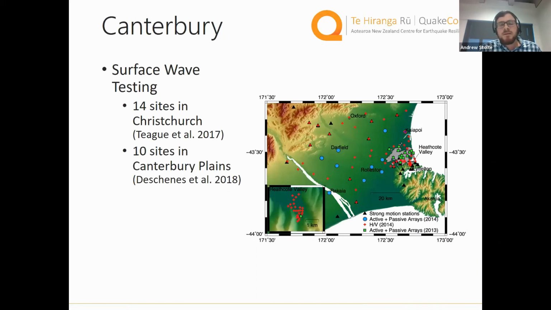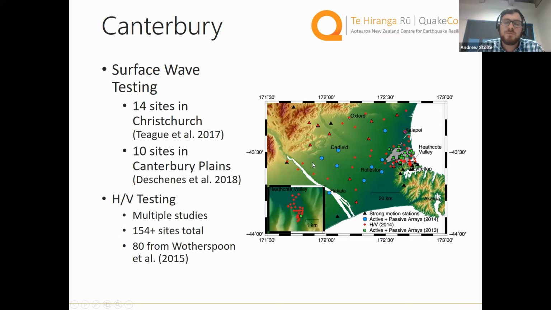Following the earthquakes, a total of 24 deep shear wave velocity profiles were developed from surface wave testing in the basin. 14 initially in Christchurch, and then 10 at strong motion stations out in the Canterbury Plains. And these are shown by the green squares in Christchurch and the blue circles in the Canterbury Plains. During the same time, we've had HRV testing, multiple studies that were combined with the surface wave studies and then things subsequent since. I'm going to talk about 154 HRV measurements in total, and 80 of these came from a paper by Liam Wotherspoon in 2015. And some of those points here are shown by the red crosses.